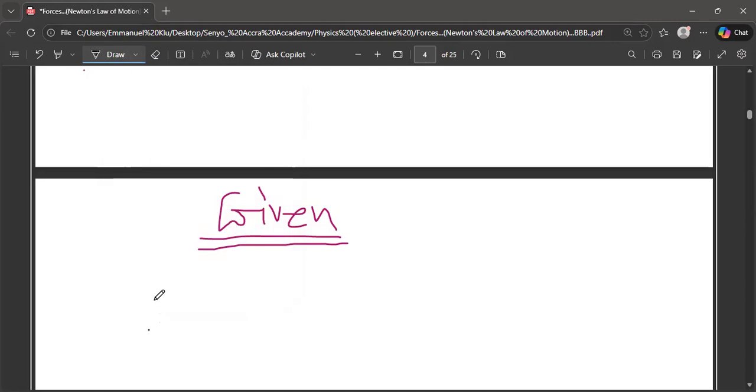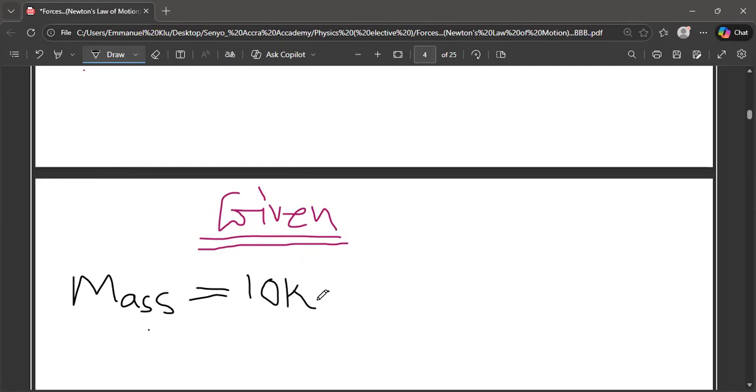A 10 kg box is acted upon by two forces, 10 Newton to the right and 10 Newton to the left. Find the acceleration. So they say a 10 kg box. You can see that the kg is the unit of mass. Okay, so it is 10 kg.